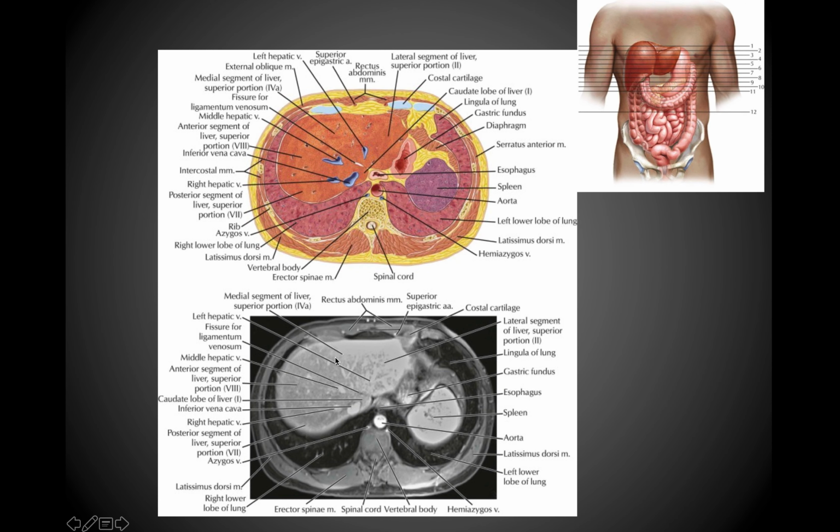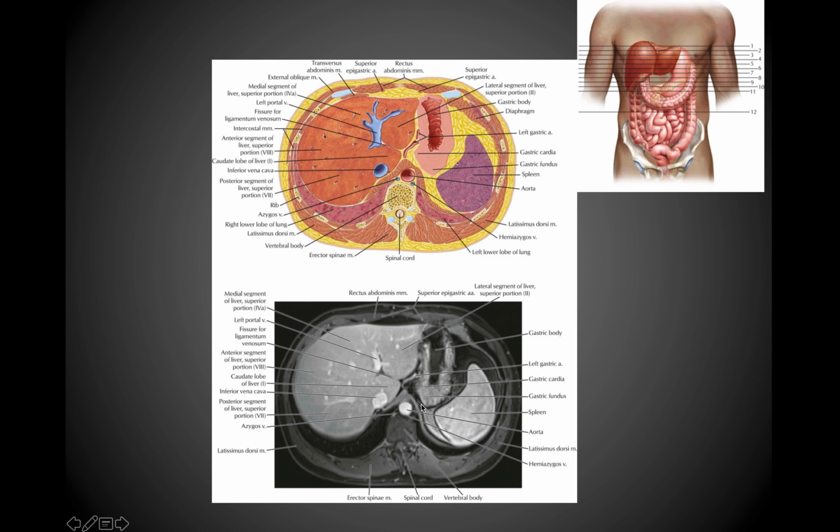Go to the next image, again looking at very similar structures, but now you see part of the stomach. So this is the fundus, and then you can see the spleen as well. So note the spleen here, and then the stomach here. But again, for the most part, the rest of the structures remain relatively unchanged.